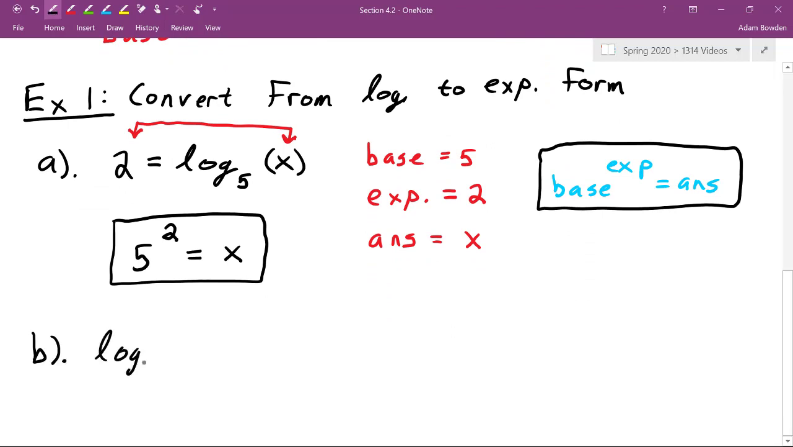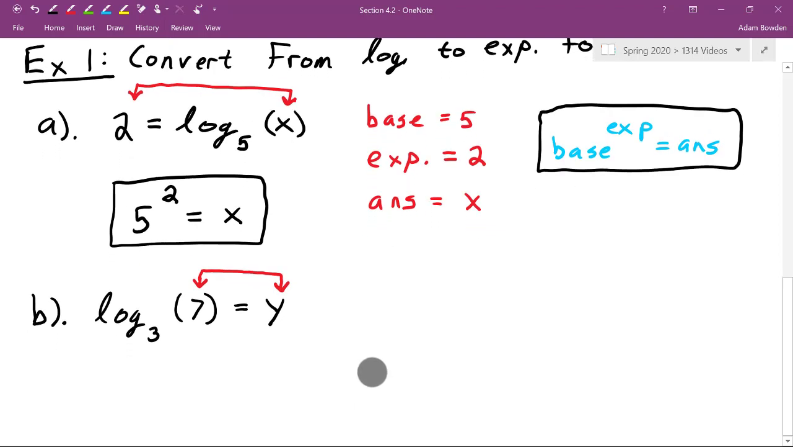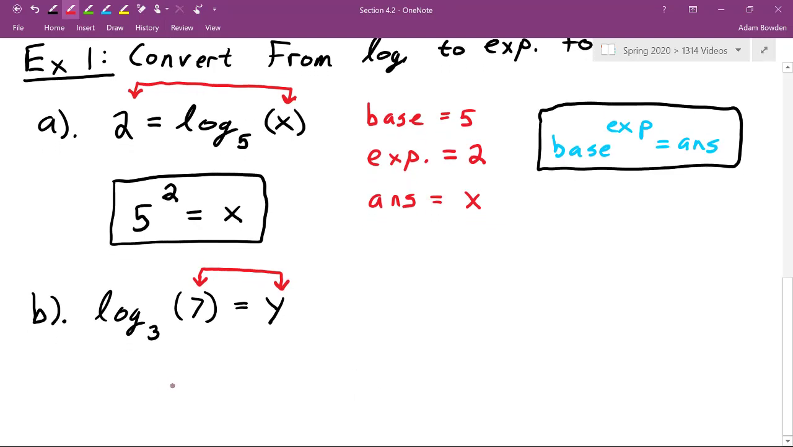Here's another one: log base 3 of 7 equals y. Let's change this from log form into exponential form. Again, the shortcut is to swap the exponent, the y, with the 7. In exponential form, this looks like 3 to the y equals 7.